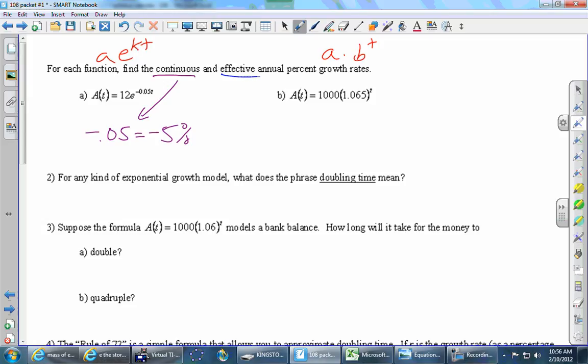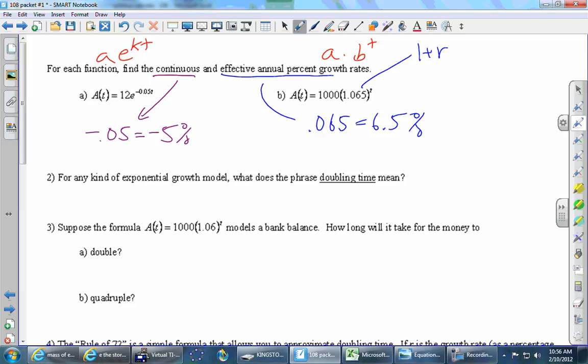The effective rate is easy for the other one. Effective rate says, what are you basically gaining each year? 1.065. How much of that is the interest rate? Is the 0.065, right? We know that the interest rate always is this 1 plus r. So subtract 1 from that number, and you get that the effective rate is 0.065 or 6.5%. Okay? Yes, Hassane. If I'm not explicit, you can give me either one.